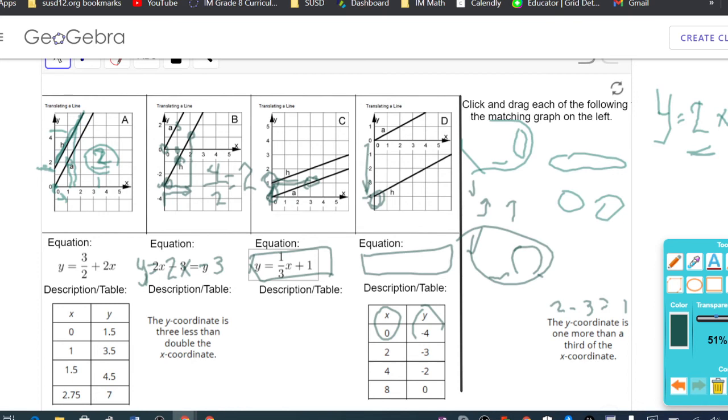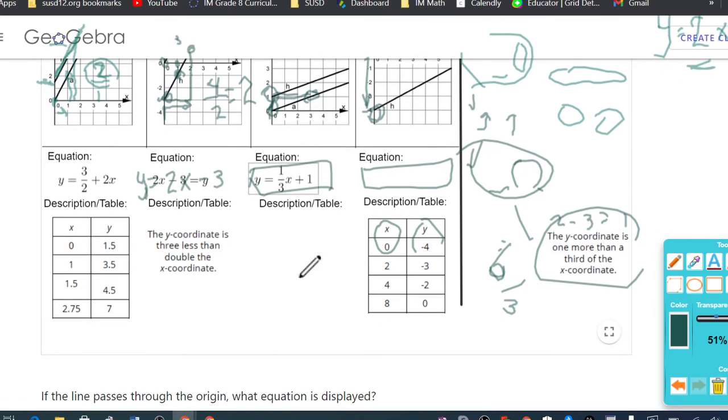And then, is this the description? Let's double check that. The y-coordinate is 1 more than 1/3 of the x-coordinate. Okay, well, let's say the x-coordinate is 6. And then take 1/3 of 6, so 6 divided by 3. My computer pen's acting really bad. There we go. 6 divided by 3, that equals 2. And the y-coordinate is 1 more than that. So the y-coordinate should be 3. In other words, this description says if x equals 6, the y-coordinate will be 3.